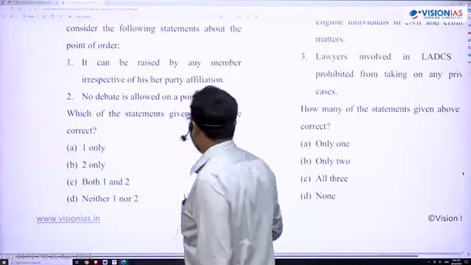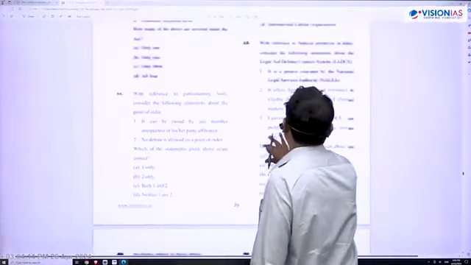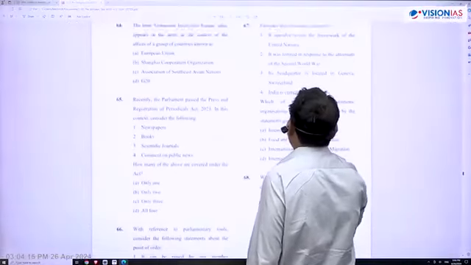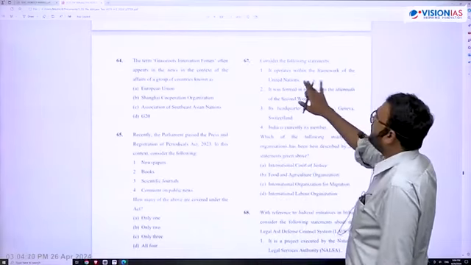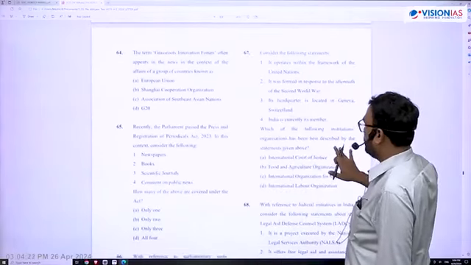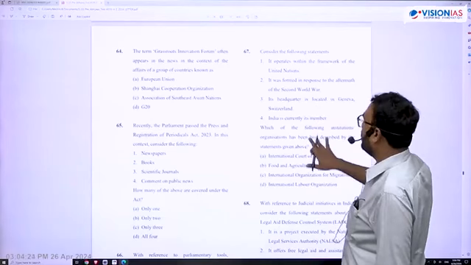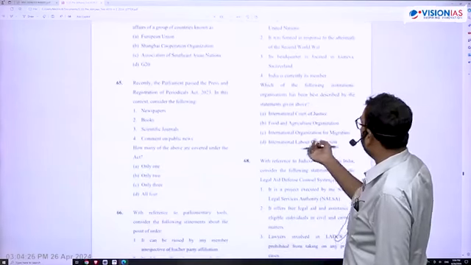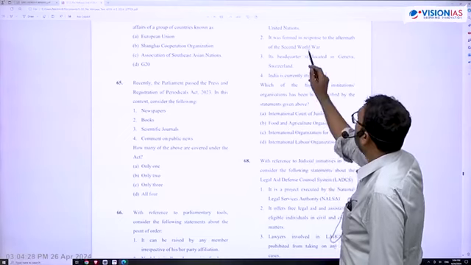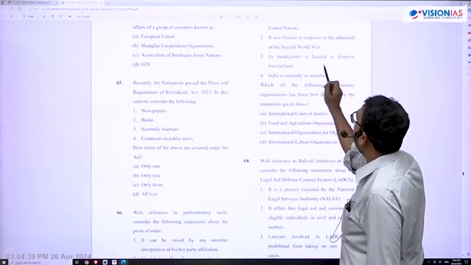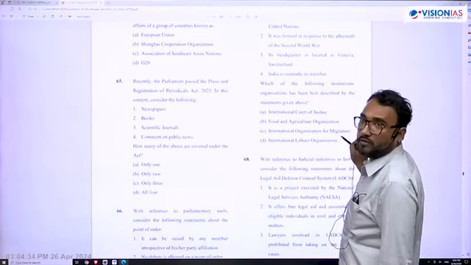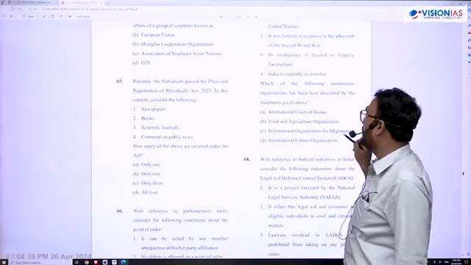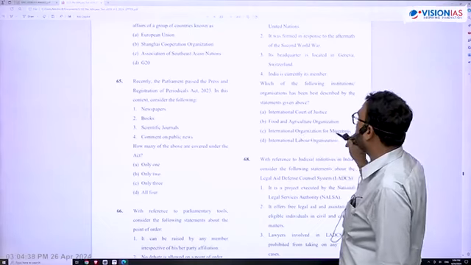Then we have 67. Let's see. 67. Okay. Consider the following. It operates within the framework of United Nations. It was formed in response to Second World War. Second World War, ILO nahi. Response to Second World War, India is member related to Geneva. So correct answer would be International Organization for Migration. India also became a member. Correct answer would be International Organization for Migration.